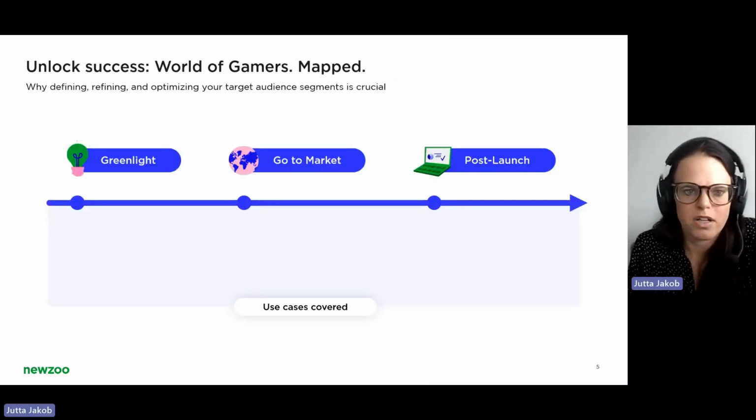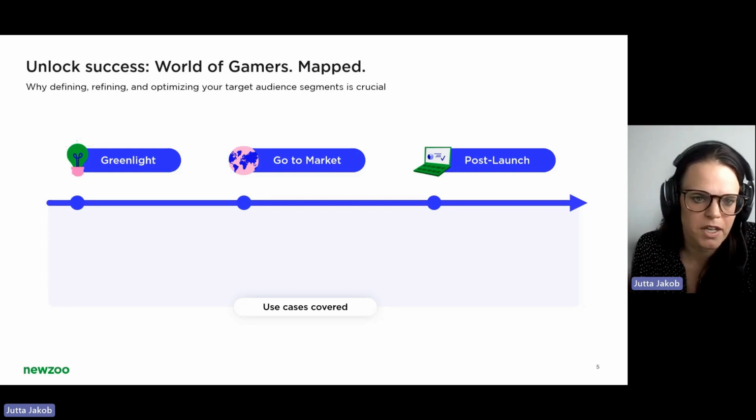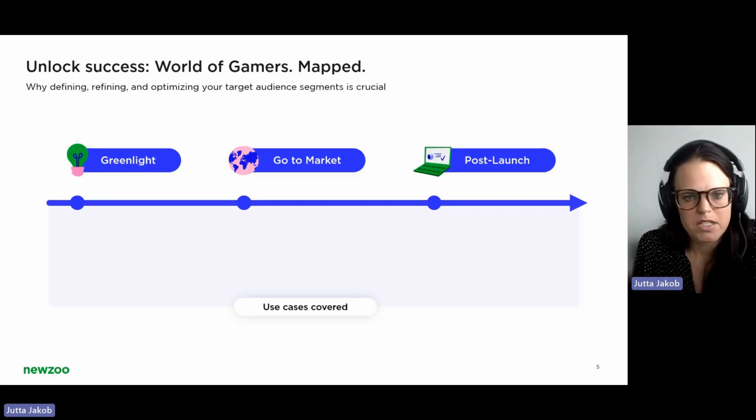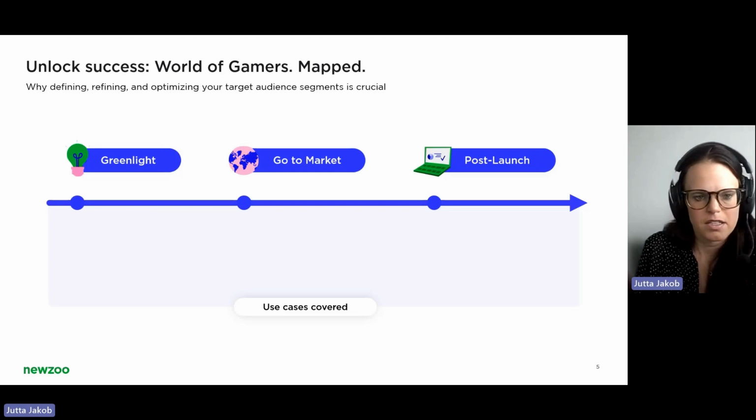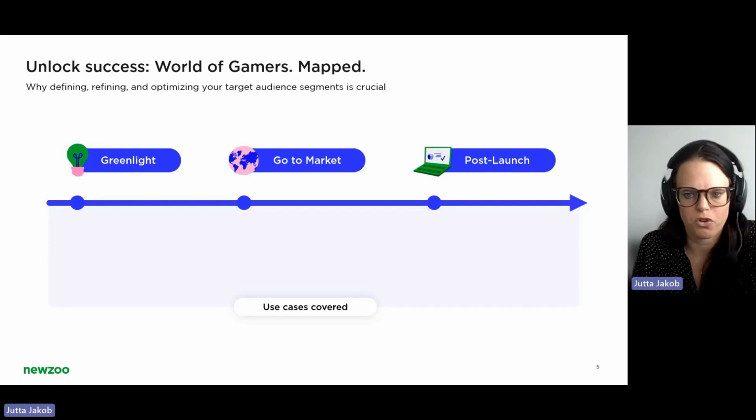So there are multiple use cases that demonstrate how gamer audience data can provide valuable support throughout the game dev cycle and beyond. You have to understand your game's target audience segments to unlock the full potential of your game and to consequently enhance your player satisfaction and retention. In today's webinar, we will focus on one key use case that highlights the importance of your audience strategy at each stage.